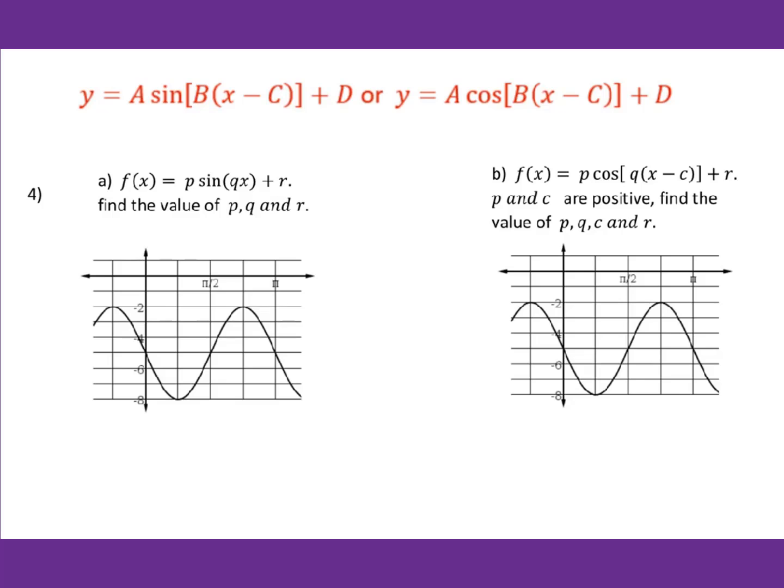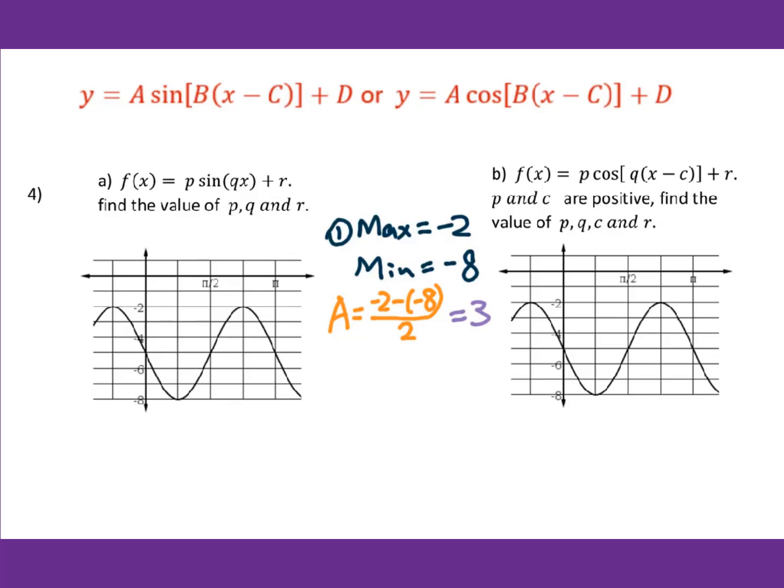For number 4, we still need to write down the sine or cosine pattern according to the given graph. So remember the first step: figure out your maximum value and minimum value. That is negative 2 for maximum and negative 8 for minimum. So we can get A equals negative 2 minus negative 8 over 2 equals 3.